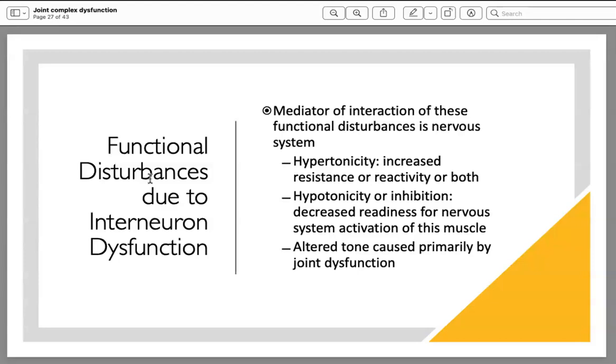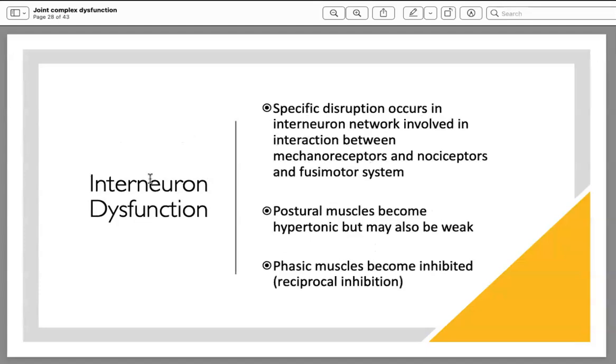Levels of hypotonicity or inhibition, so that muscle is a little bit weak or inhibited. It's not ready to be activated. It's not being used appropriately. And which came first, the chicken or the egg? Is that hypertonicity causing joint dysfunction, or can that joint dysfunction be causing an increase or decrease in tone?